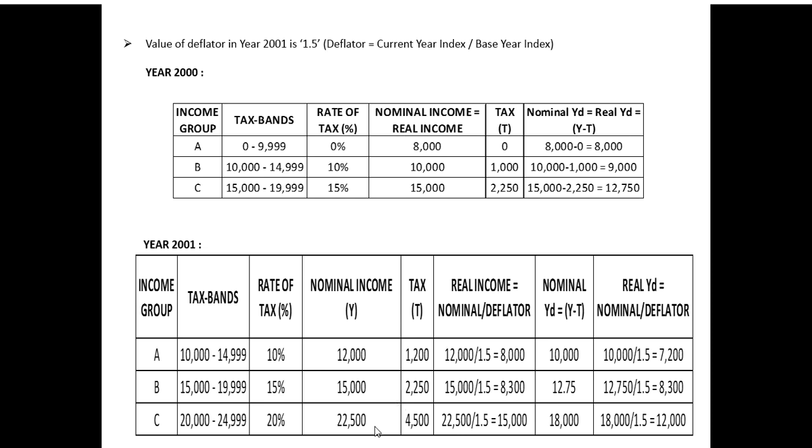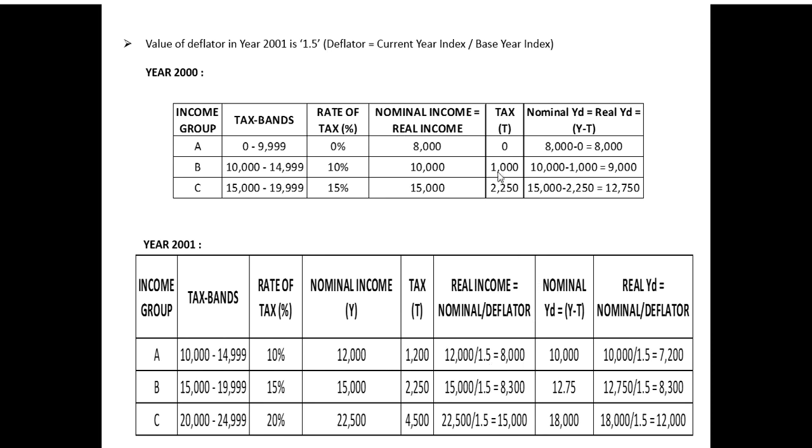So this is the first scenario. The increase in nominal income is 50%. The increase in inflation is also 50%. Whenever there's an increase in income and an increase in inflation of the same level, 50% increase in income and 50% increase in inflation, when you correct that amount for inflation, you will find that there is no increase in real income.